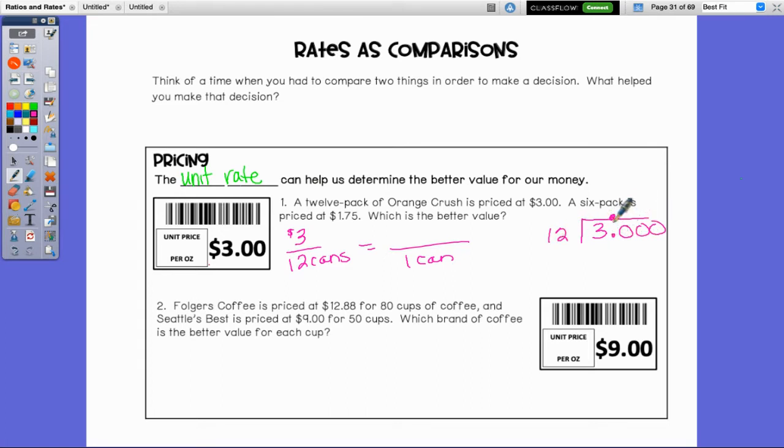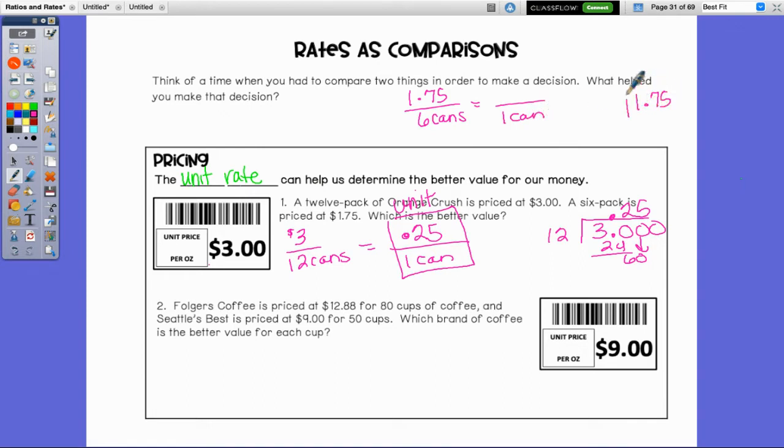So 12 goes into 30 two times. That's 24. And we subtract and bring down. And 12 goes into 60. And I find out that one can from a 12-pack is 25 cents per can. This is the unit rate for the Orange Crush. Now, the 6-pack is $1.75 per 6 cans. I need to do the exact same thing. I need to find out one can. So I'm going to do $1.75 divided by 6.